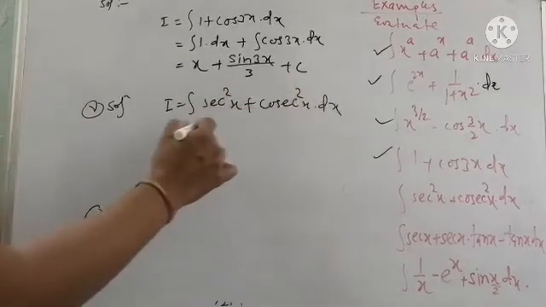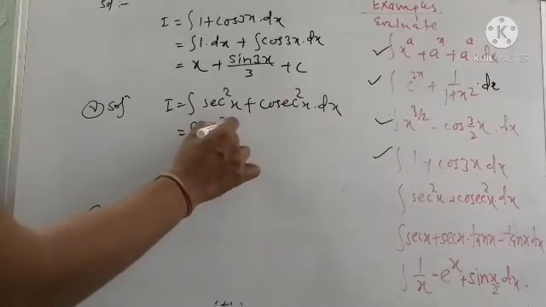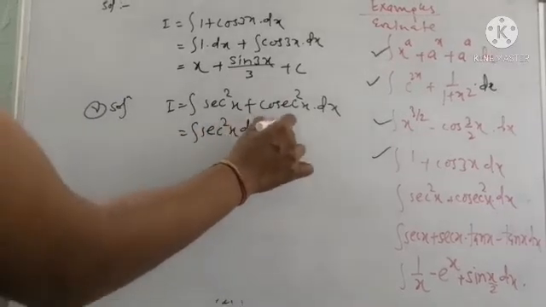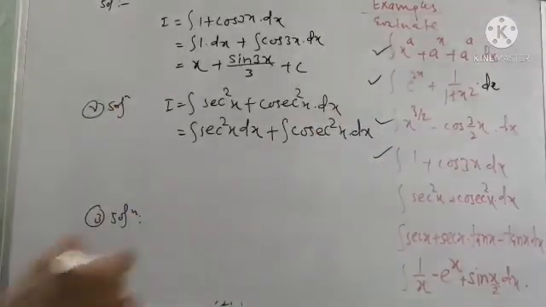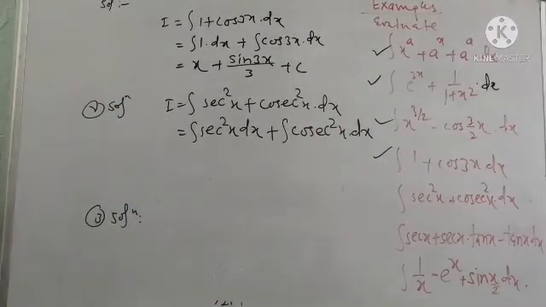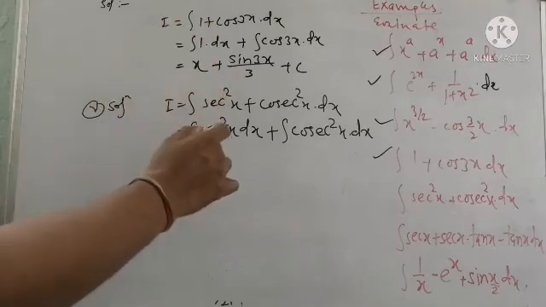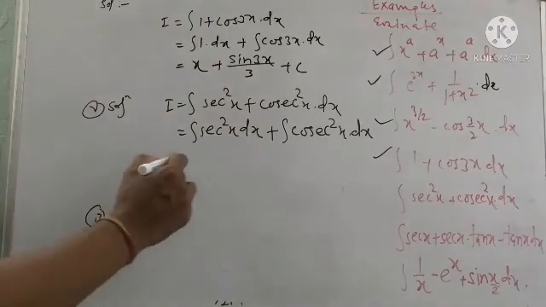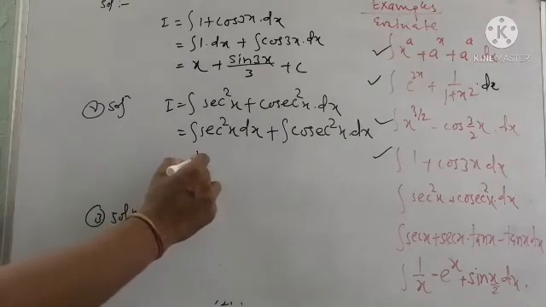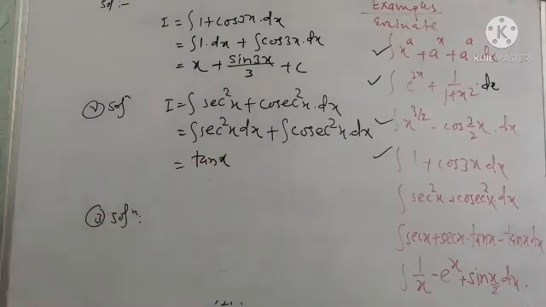Again, addition of two terms, so we take separate integration of each term with respect to x, plus the integration of the second term, cosec square x, with respect to x. Remember how to write the integration of a term: I put the first symbol, then the term of x, and then its operator dx, as these are functions of x only. So the integration of sec square is always tan x. We know the derivative of tan is sec square x, so the integration of sec square is tan x.